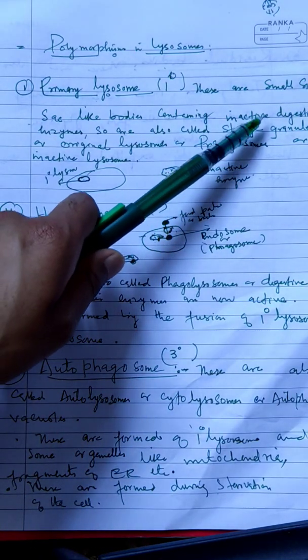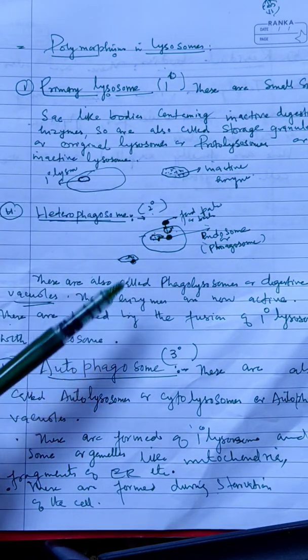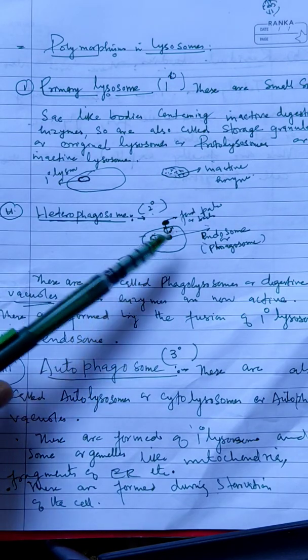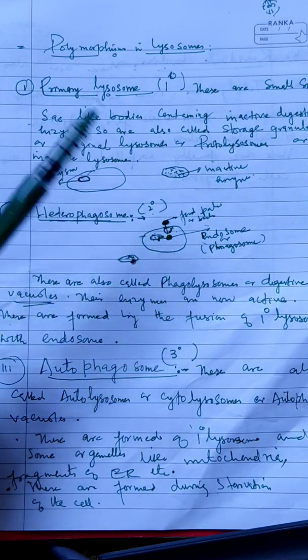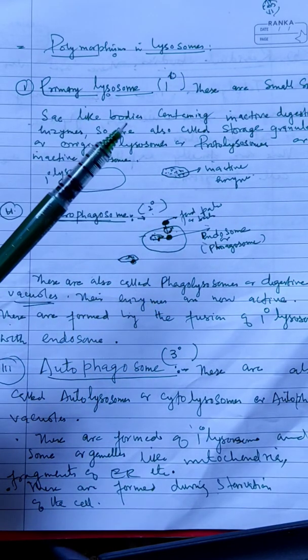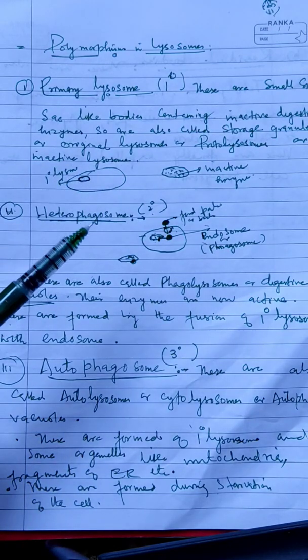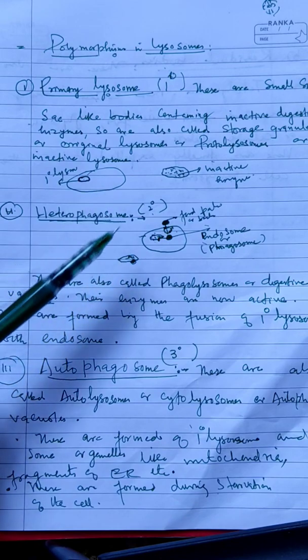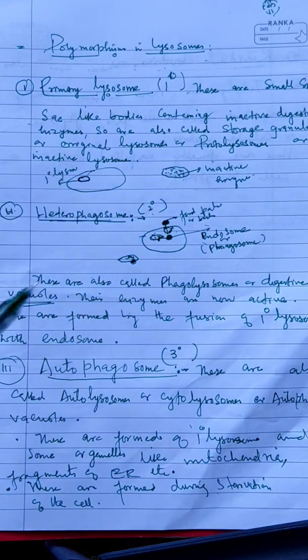Here it was inactive digestive enzymes. Here the enzymes will become active, and these enzymes will start to digest that endosome which has the food particle or something else, and perform its digestion. So this is actually a secondary lysosome or second degree lysosome.